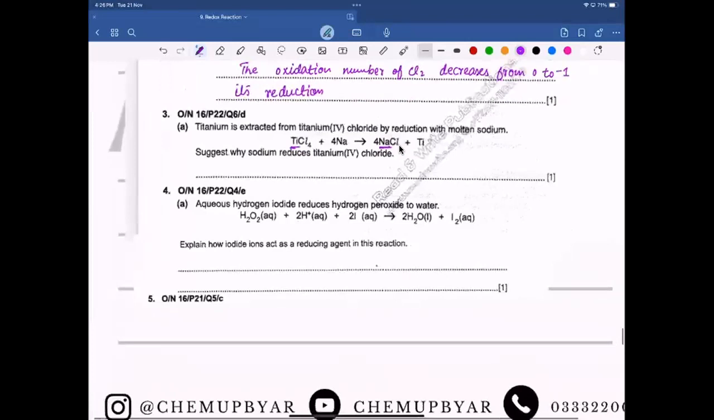So the correct answer will be sodium is more reactive than titanium. And in the way that you have told the answer, the correct answer will be sodium is a stronger reducing agent. That's why it is going to reduce. There are so many reducing agents, but not every reducing agent is going to reduce titanium. To reduce the titanium, it must be stronger than titanium.